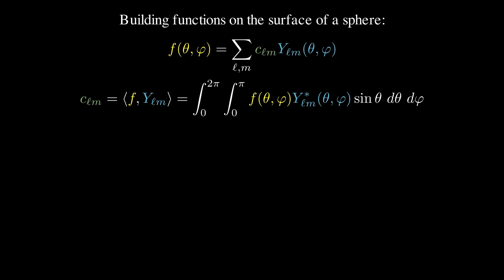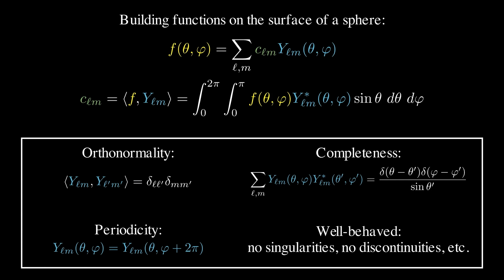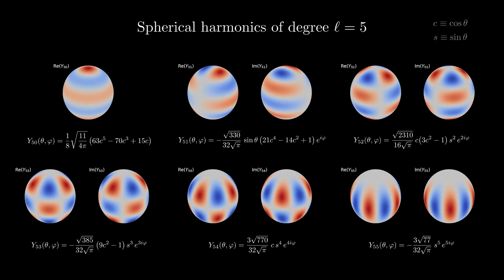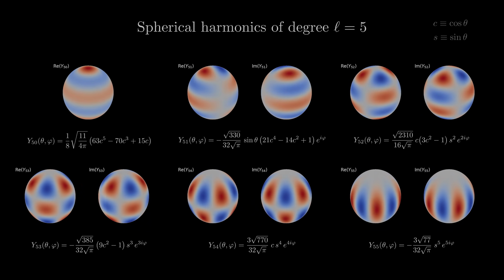If we choose these amplitudes, the CLM coefficients, just right, the result is a perfect reconstruction of our target function. To guarantee that this expansion always works and that the coefficients can be computed easily using simple dot products, our basis functions must satisfy the orthonormality and completeness relations. Additionally, our functions should be periodic in phi and should be well behaved. The spherical harmonics satisfy all these requirements, and they have another interesting property.